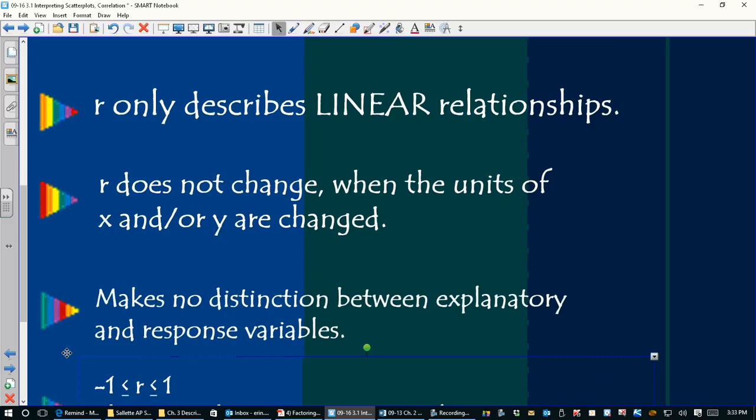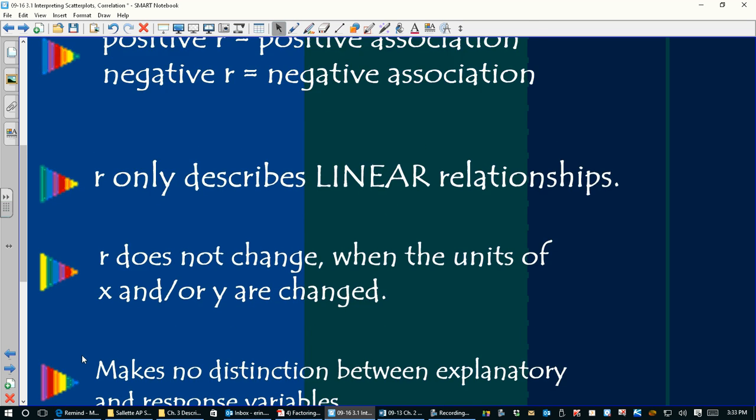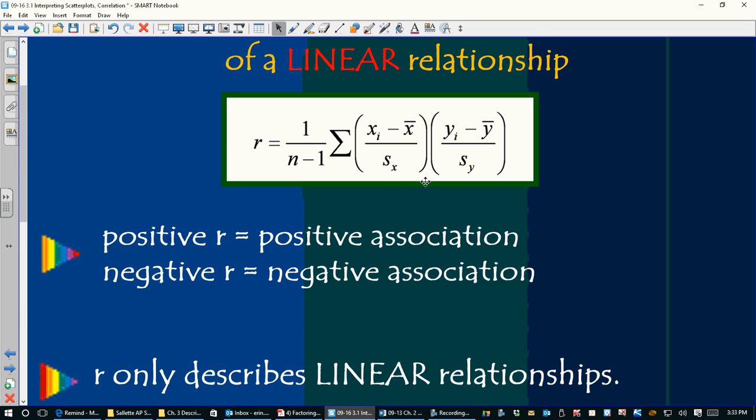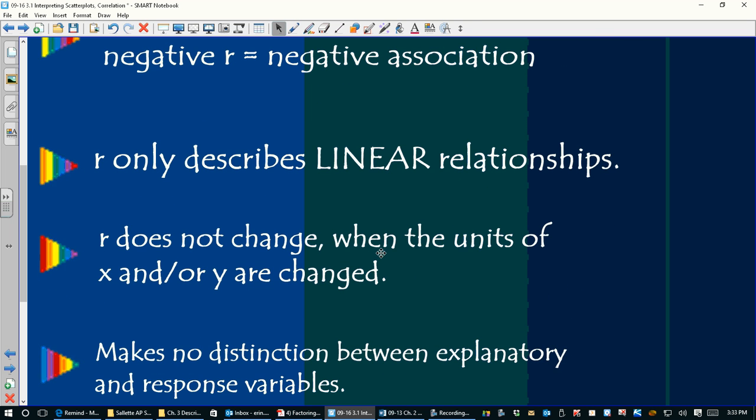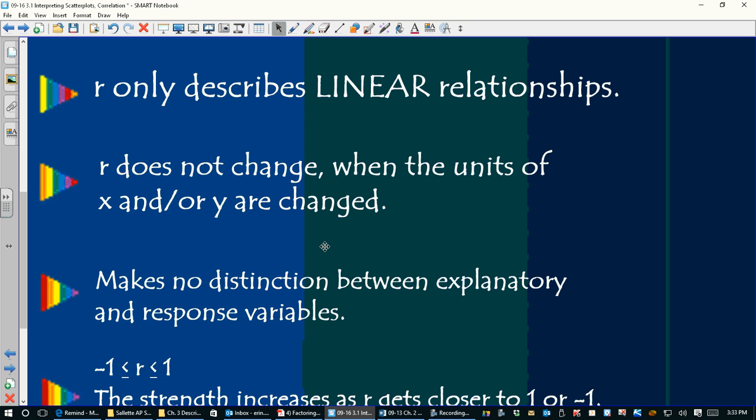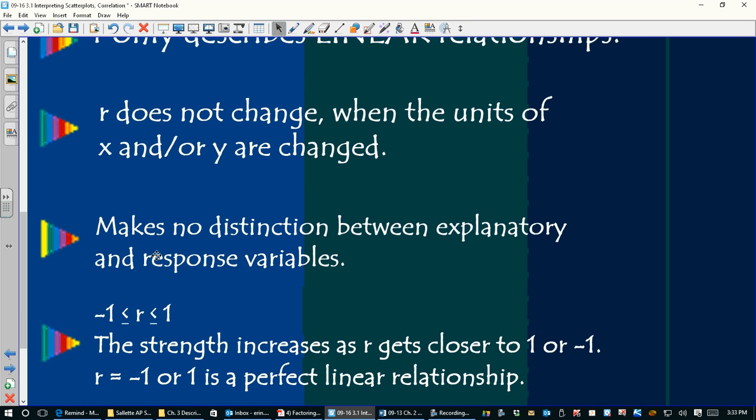It makes no distinction between the explanatory and the response variables. Notice in your formula the commutative property of addition. I see that if I calculate my part for X's here and my part for Y's here, it doesn't matter which one is your X and which one is your Y in terms of R. In the end, X still needs to be your explanatory variable and Y needs to still be your response variable. But in terms of R, there is no difference if you were to switch your X and your Y data.